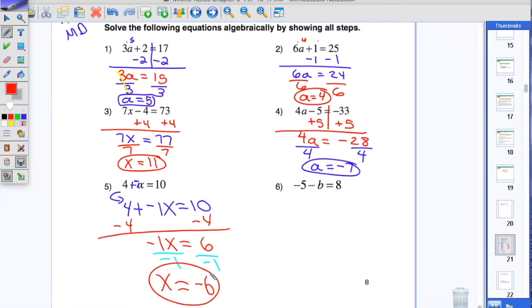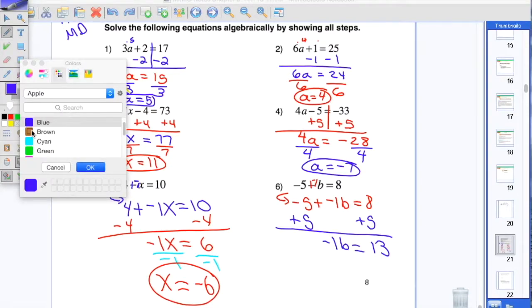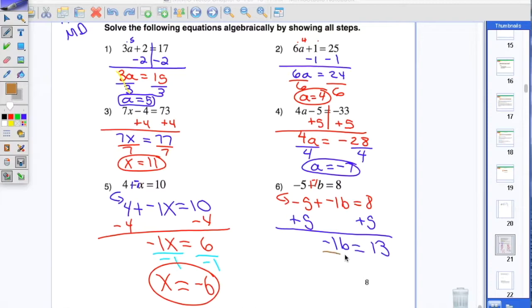Same thing for number 6. Change subtraction to adding the opposite and squeeze in a 1. I'm going to rewrite that so it's negative 5 plus a negative 1b is equal to 8. Since it says negative 5, we're going to add a positive 5 to both sides. So the negative 5 and positive 5 cancel out, and we're left with negative 1b is equal to 13. Got to get the variable by itself, so we are going to divide both sides by negative 1. So b is equal to negative 13.